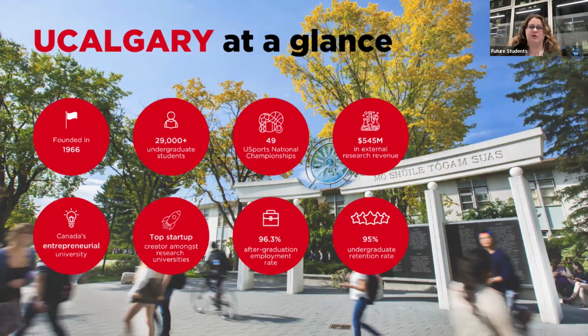So we have the Hunter Hub for Entrepreneurial Thinking, which is a place where changemakers and innovators gather to pitch competitions and networking sessions. The Hunter Hub reflects the spirit of the city of Calgary, known for its startup ecosystems and economic growth. It's a place for our students to really start something. And then we also have a 96.3% after graduation employment rate and a 95% undergraduate retention rate. This really goes to show the quality of the student experience here on campus. Students who stay in their first year of studies will stay with us until graduation.